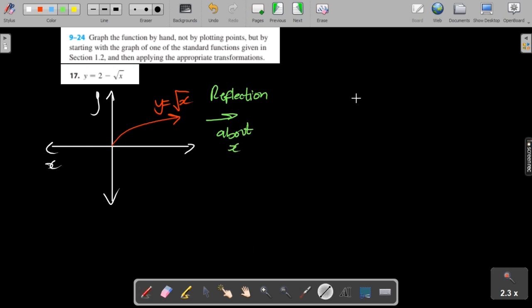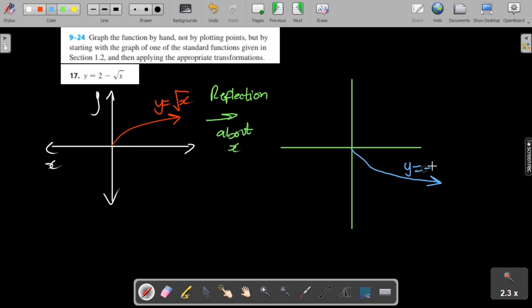And now the new function looks like this. So initially I had this, and we're just going to have its mirror image about the x-axis. So it now looks like this. So this here is negative square root of x. That is the reflection of square root of x about the x-axis.